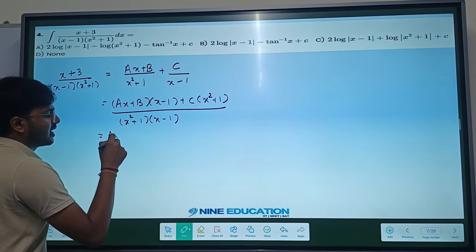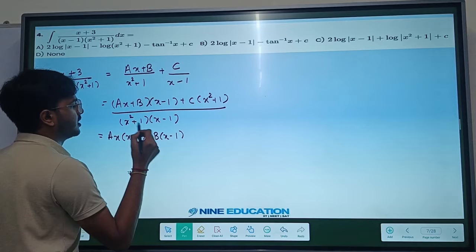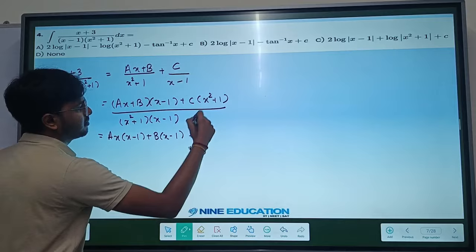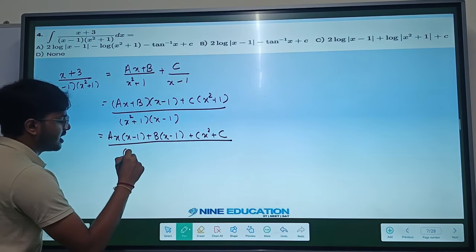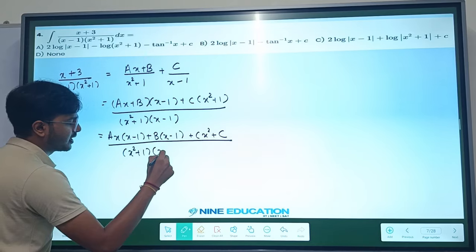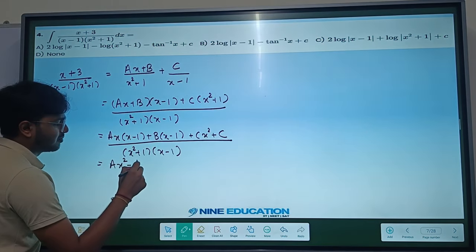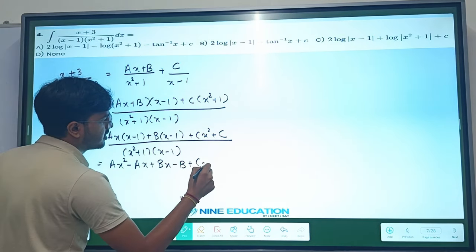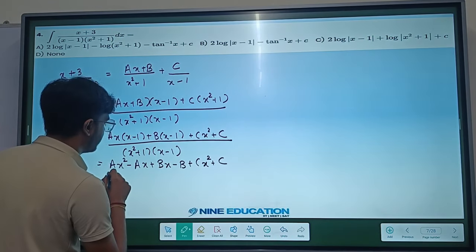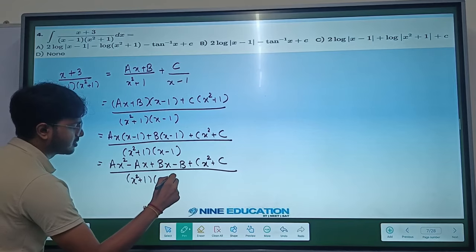Multiply this: (ax + b)(x - 1) + c(x² + 1), all divided by (x² + 1)(x - 1). Multiply ax inside: ax² - ax + bx - b + cx² + c, divided by (x² + 1)(x - 1).